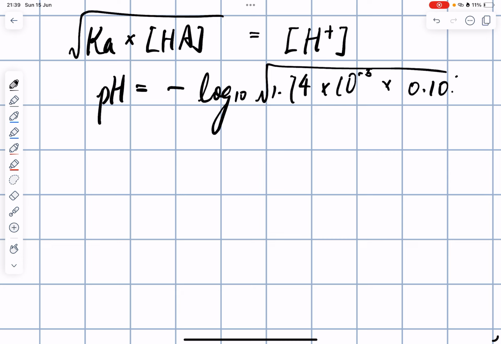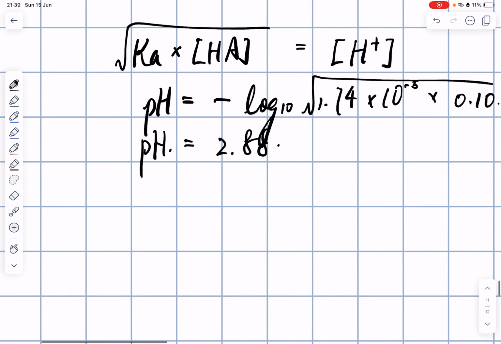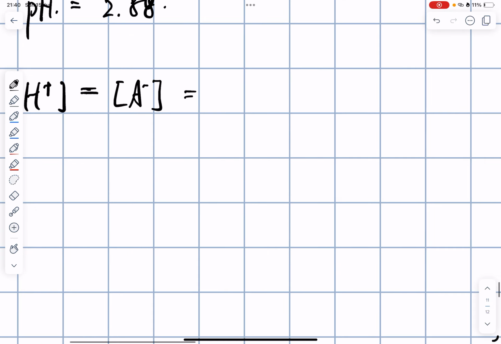So let's put this value in our calculator and see. It turned out to be 2.88 is the pH value. So that is pretty simple. And inversely, we can know that H plus equals A minus in concentration equals 10 to the power of minus pH value.